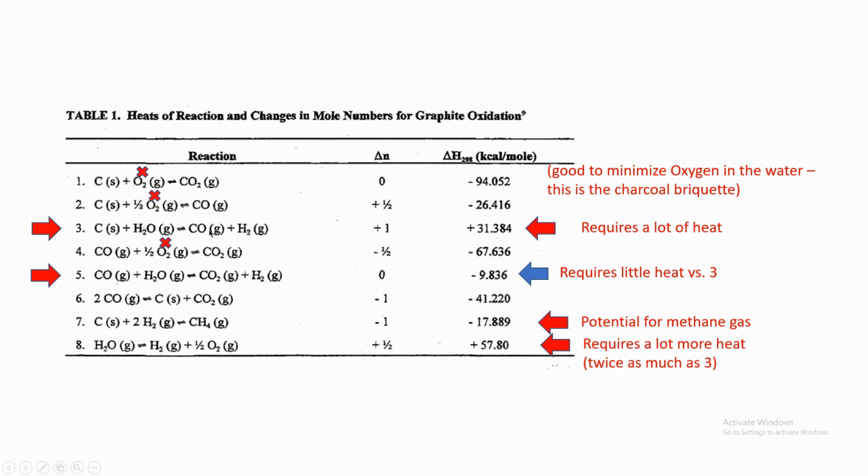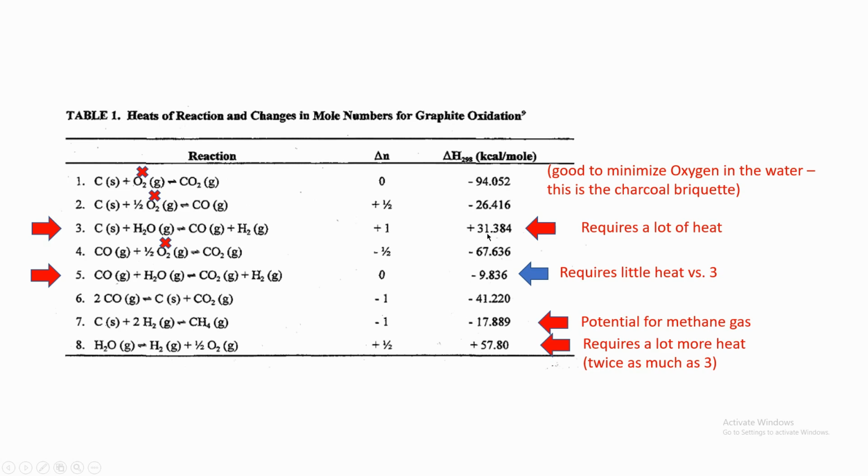The fifth reaction is the one that produces carbon dioxide and hydrogen gas. We can compare the heats of reaction among the reactions and see that reaction 5 requires a lot less heat than 3. So if you have the heat to achieve 3, there is enough heat to achieve 5. Equation 7 shows that once hydrogen gas is present, methane may want to form. Equation 8 is splitting water, and it requires twice as much energy as reaction 3. So reaction 3 will run preferentially over reaction 8.